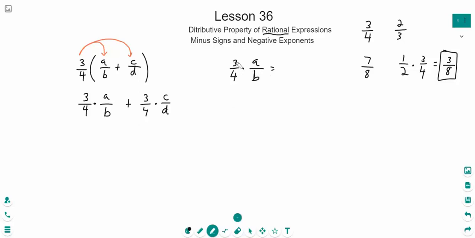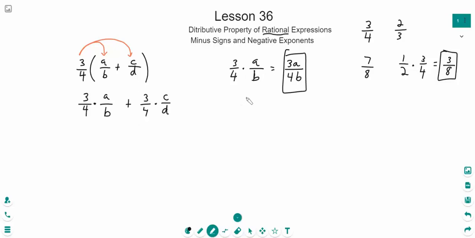So in the numerator, we have 3 times A. Well, that's just a 3A, right? And then in the denominator, we have 4 times B. Well, that's simply 4B, right? And there we go. We're done. So the same rules that we would use when multiplying fractions with numbers, we would also use in fractions that have variables. It's as simple as that.